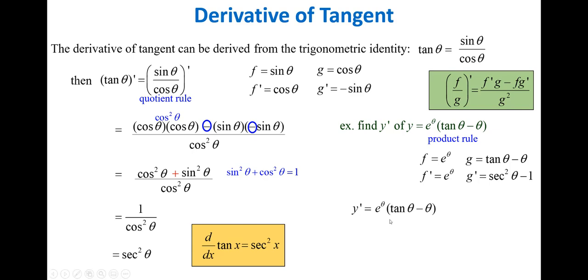y prime would be f prime g, e to the theta times tangent of theta minus theta, plus, because we're using product rule, f g prime, e to the theta times secant squared theta minus 1. And fine to just leave this like this. In the previous example, I factored out the e to the theta because I was going to plug in a value into this and it made it easier to evaluate. But here, this is the final answer. Don't bother to factor out the e to the theta.